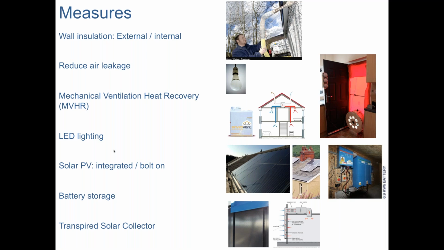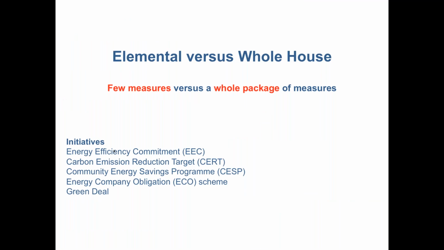Other technologies, solar air collectors: the transpired solar collector is a device. It's a metal cladding with holes that draws air in. It's a south-facing panel, and that can provide some preheating of the ventilation. So there are some other perhaps lesser known technologies that we might be interested in. So let's have a look at elemental versus whole house retrofit.